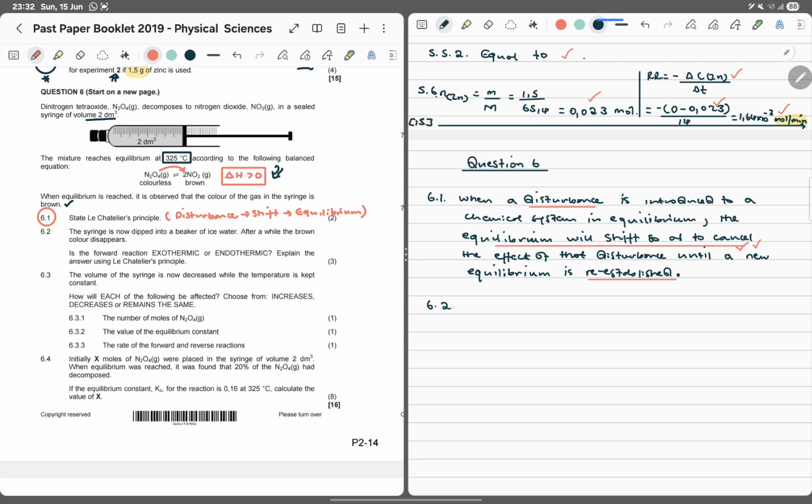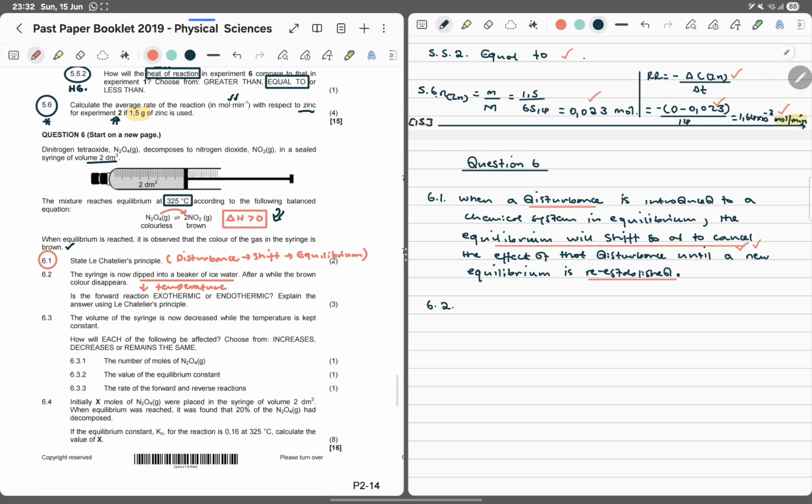So 6.2 says, the syringe is now dipped into a beaker of ice water. So what are we doing in essence? We are decreasing the temperature. Now, what did we say? The forward reaction was exothermic. If we then decrease the temperature, it means we will favor the reverse reaction.